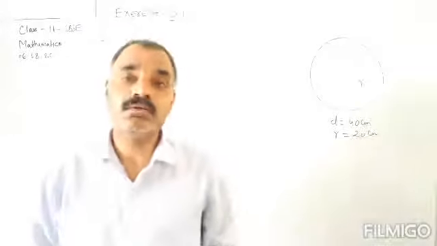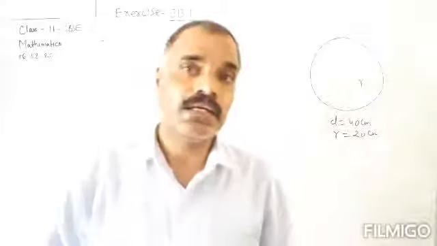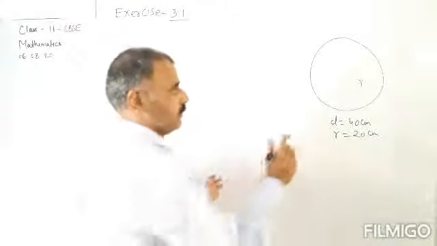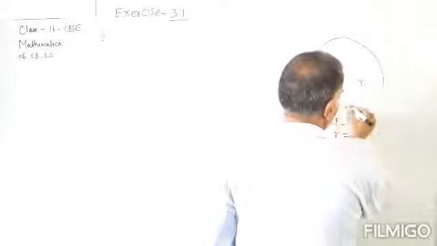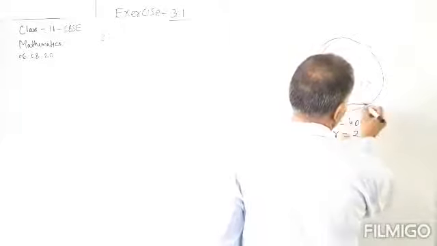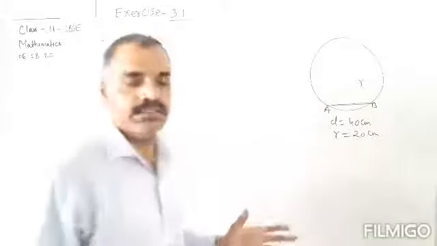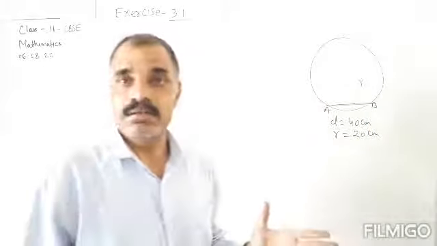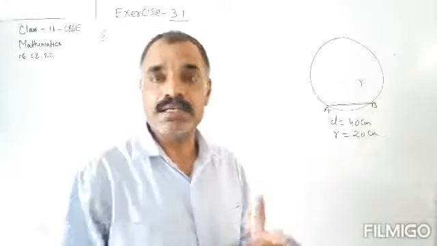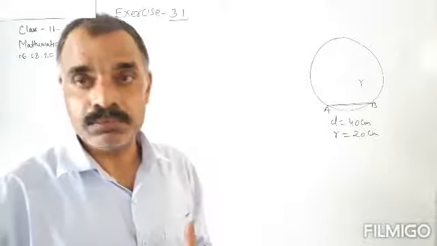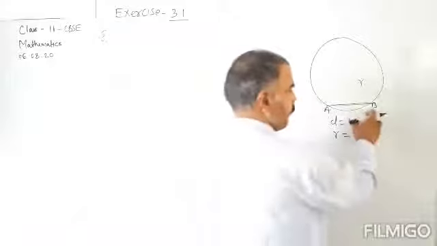So we have to find out the length of the minor arc. The length of the chord is given as 20 centimeters. This is the chord AB. A chord is a line segment cutting the circle at two points. So this is chord AB.